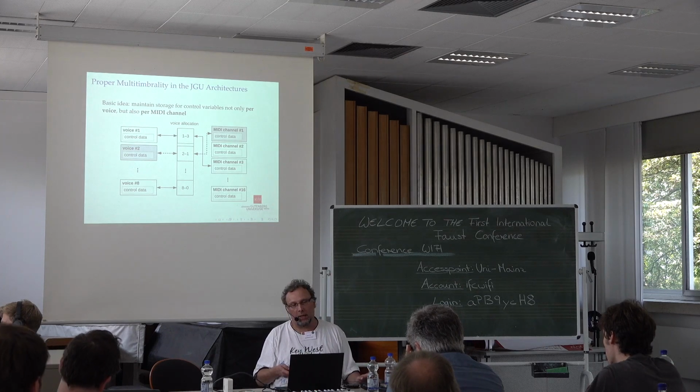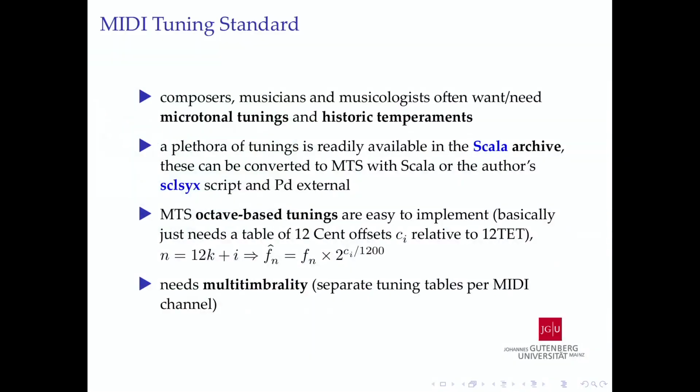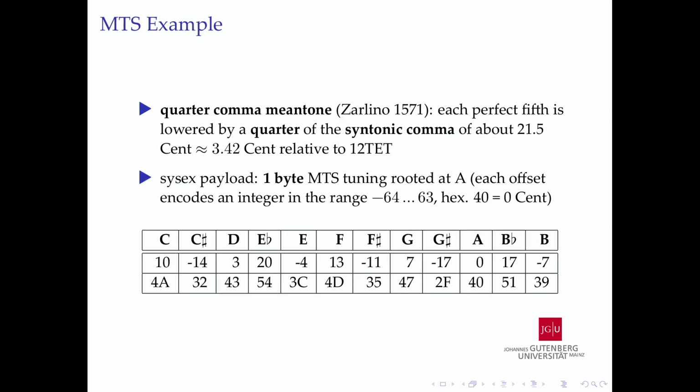And just briefly, in 2 minutes, MIDI tuning standard is also not very difficult to implement. So basically, if you use the octave-based tunings, then you have a table with 12 values, cent offset values. And you also need this multitimbrality, so multi-channel support needs to be in place because MTS is MIDI channel aware. And then I have an example here, but I will, as promised, just gloss over it. But this is how such a MIDI tuning table looks like.